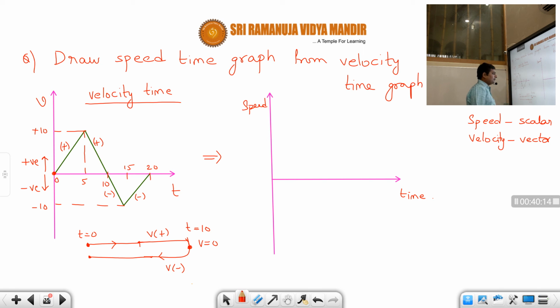Normally, if a body is moving to the right side with 10 meters per second, we say V is equal to plus 10 velocity, and if the body is moving left side, we say V equal to minus 10 meters per second. But as far as speed is considered, when you are going right side, how much is the speed, students? 10 meters per second. We don't write plus or minus. Even when it is going left side, you will write speed as 10 meters per second only. You will not write minus 10. Why? Because it is a scalar quantity.